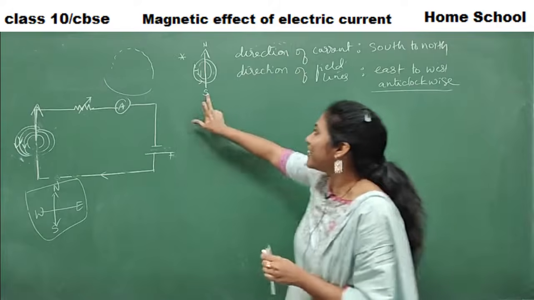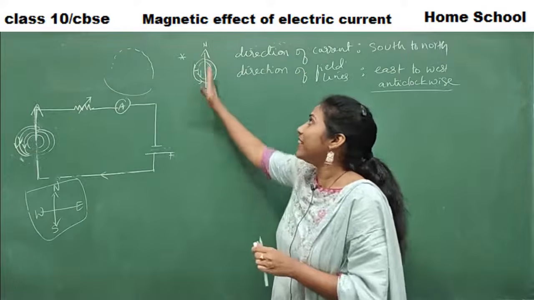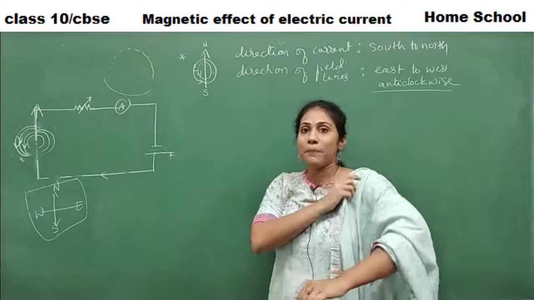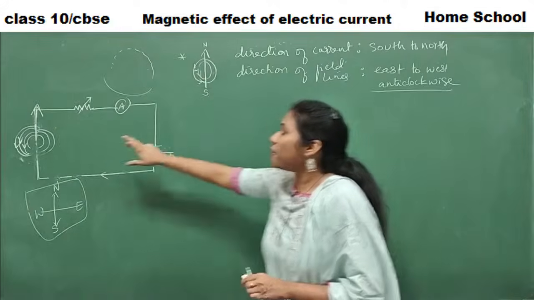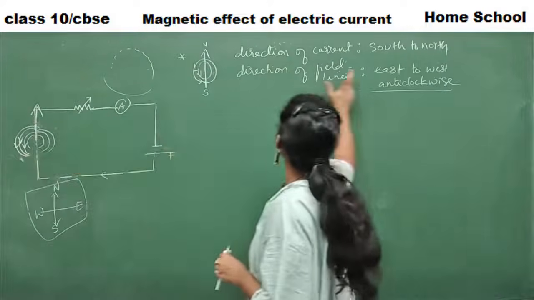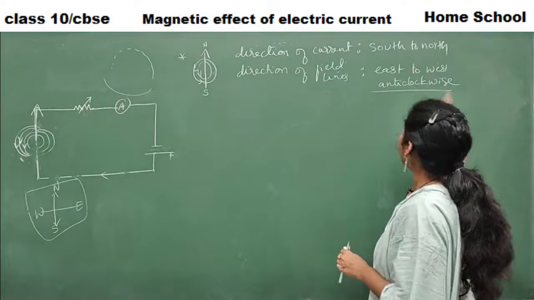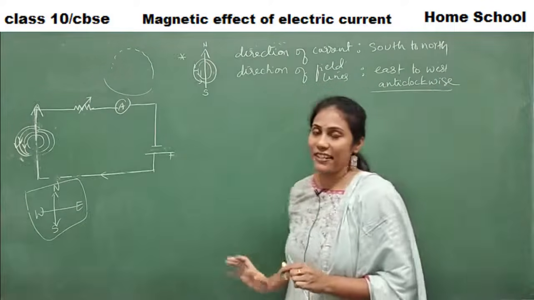So these are the points you have to remember. If the current is from south to north in a conducting wire, from bottom to top, then what is the direction of the magnetic field lines? The magnetic field lines are always from east to west, that is, in the anti-clockwise direction.